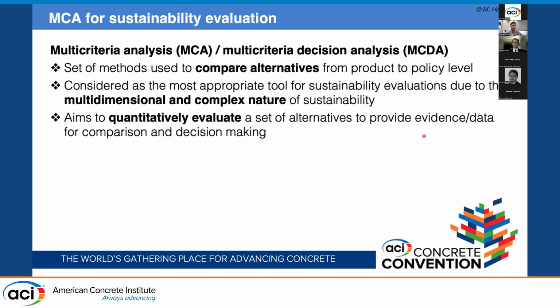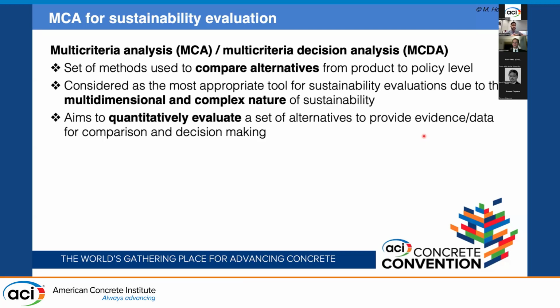So multi-criteria analysis, or we could also refer to it as multi-criteria decision analysis, is a set of methods developed by, and belonging to, the operations research field. At its core, it's simply a set of methods used to compare alternatives in some sort of decision. So this doesn't have to be just sustainability or concrete. However, from past research in the sustainability field, multi-criteria analysis has been suggested as perhaps one of the most appropriate and useful tools available to carry out sustainability evaluation, to determine the sustainability characteristics of different decision alternatives, and then use that as quantitative evidence to make a decision.